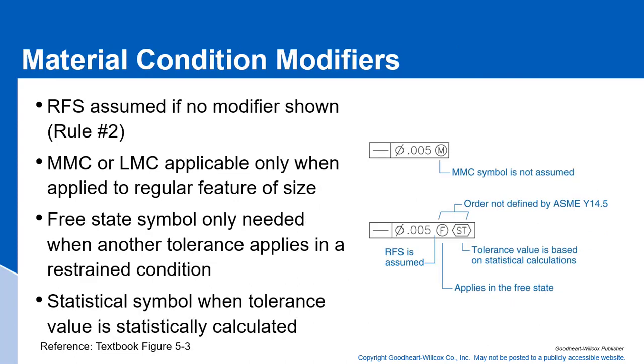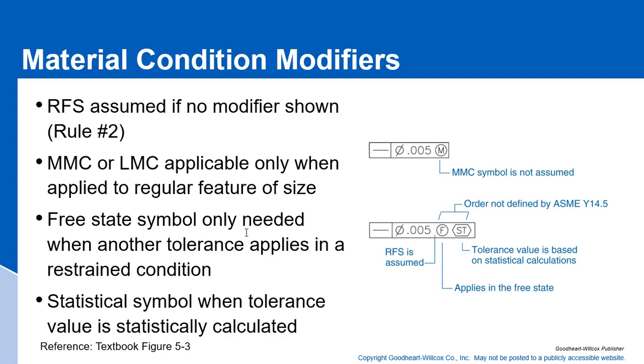Now we can use modifiers with form tolerances. RFS is assumed if no modifier is shown, rule 2. But MMC or LMC can be applicable only when applied to a regular feature of size. Okay, so when we talk about form tolerances, they can be applied to features of size and they can be applied to surfaces. Okay, so in which case, the MMC would only be applicable if we were talking about applying our form tolerance to a feature of size.